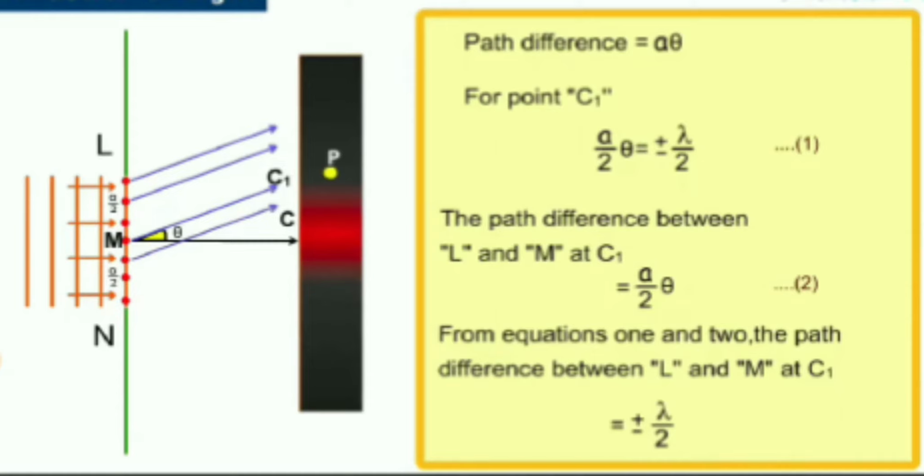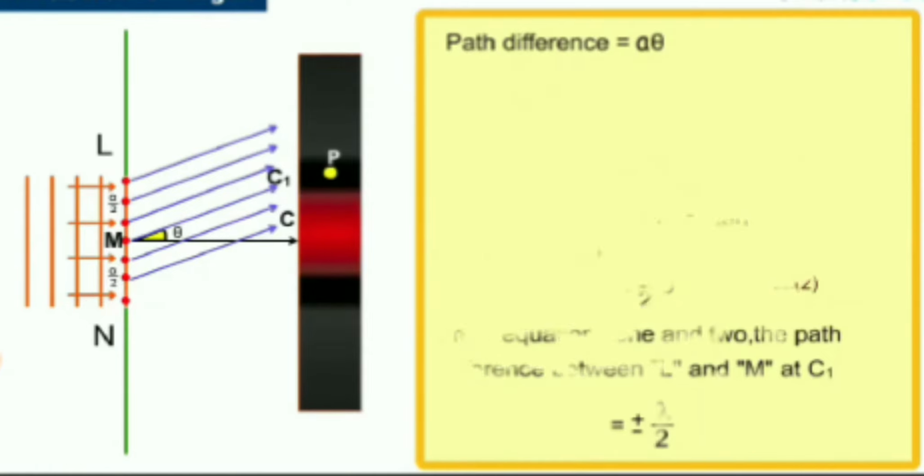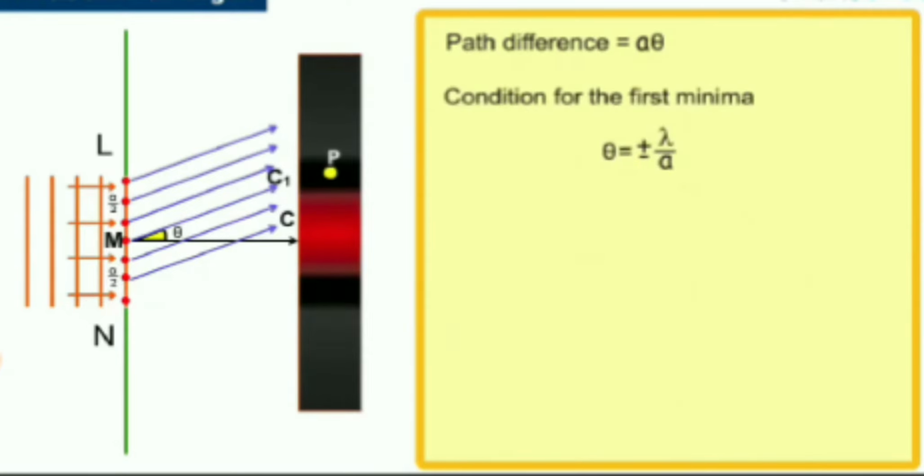Hence, every wave arriving at C1 from the upper half of the slit, LM, interferes destructively with the one coming from the bottom half of the slit, MN. The intensity at C1 is therefore 0, and C1 corresponds to the first minima of the diffraction pattern. Hence, the condition for the first minima is theta is equal to plus or minus lambda by a. Let us label this as equation 3.